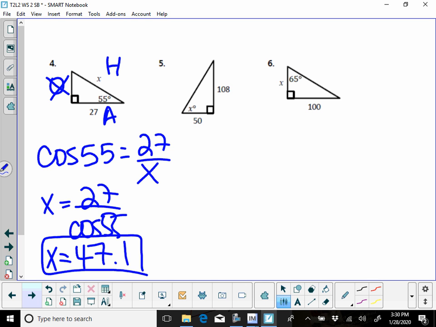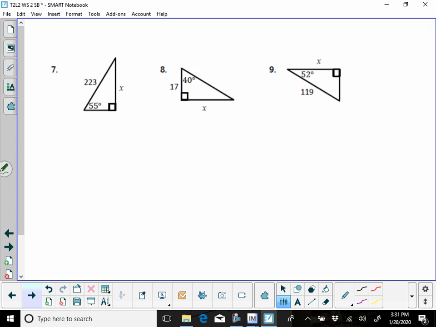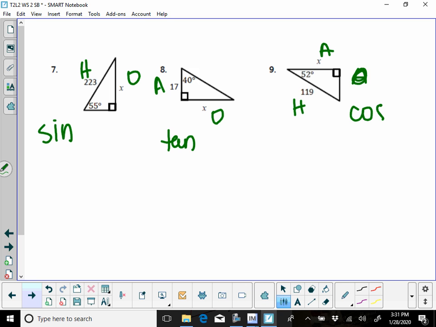Okay, number 5, you're looking for an angle. So again, here's your angle. You've got opposite and adjacent, so that's going to be tangent. I'm not going to work through that one. All right, for 6, you've got opposite and adjacent. So again, that is tangent. All right, same thing for 7, 8, and 9. So we've got opposite here and hypotenuse, so that's going to give you sine. Here you've got opposite and adjacent, so that's going to give you tangent. And here you have adjacent and hypotenuse, so that's going to give you cosine. All right, so you should be able to work through the rest of those using that.